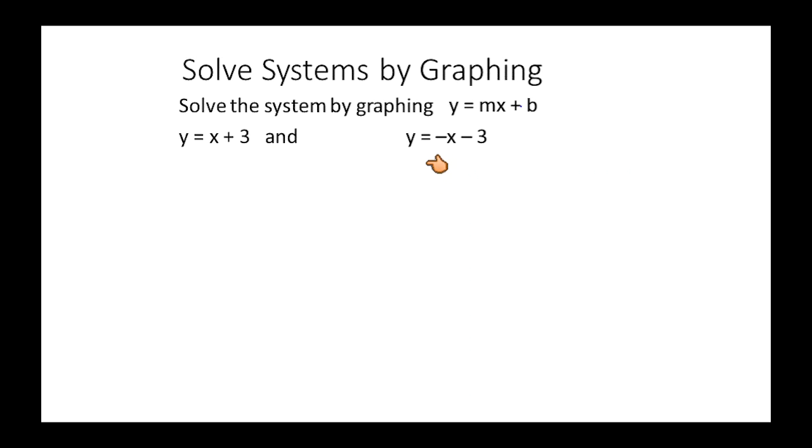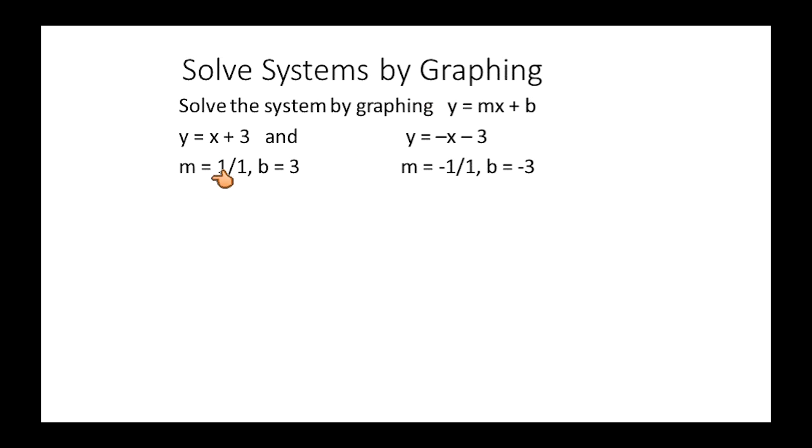Whenever you solve a system by graphing, it's easier to graph it when it's in slope-intercept form. Slope-intercept form is when y is by itself and everything else is on the other side of the equal sign. The m, which is the slope, is the number that's in front of x. B, that number that's by itself, is the y-intercept. We can easily identify the slope and the y-intercept when we have it in slope-intercept form. Both of these equations are already in slope-intercept form because y is by itself.